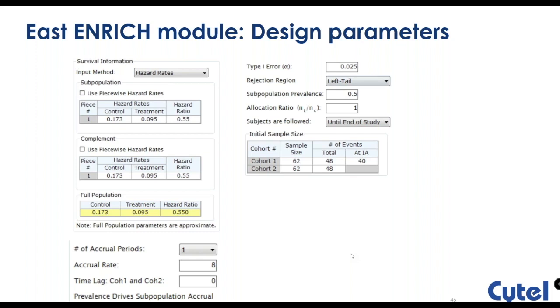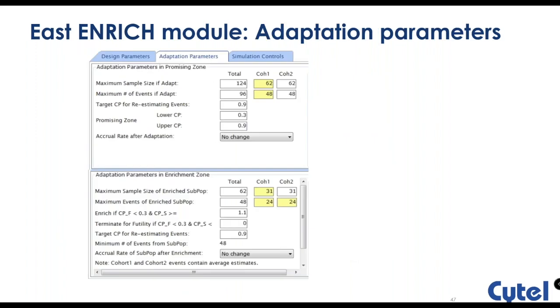And so we have a few tabs where we enter the relevant parameters for the trial before we simulate on that design. And so what I'm showing here is a screenshot of the Design Parameters tab, and that's where we enter the event rates and enrollment rates for this survival design. And any other relevant design parameters like accrual rate and subpopulation prevalence are entered here as well. And then in the Adaptation Parameters tab, we can specify the parameters for both the promising zone and the enrichment zone. And this includes specifying the maximum sample size and number of events if we were to adapt, as well as the lower and upper bounds for the promising zone and conditional power for entry into the enrichment zone.